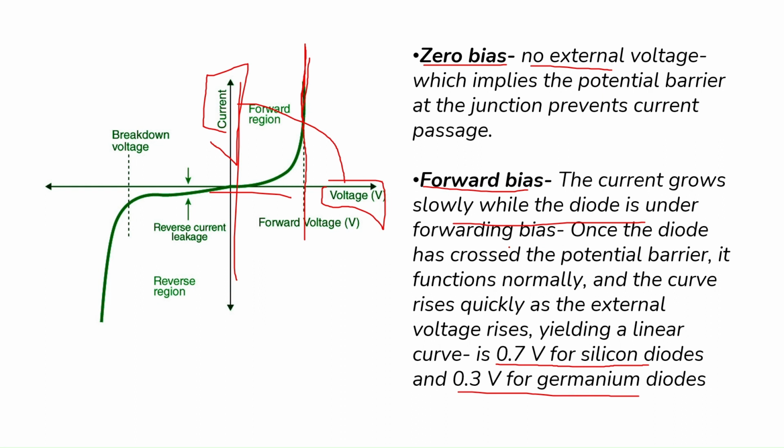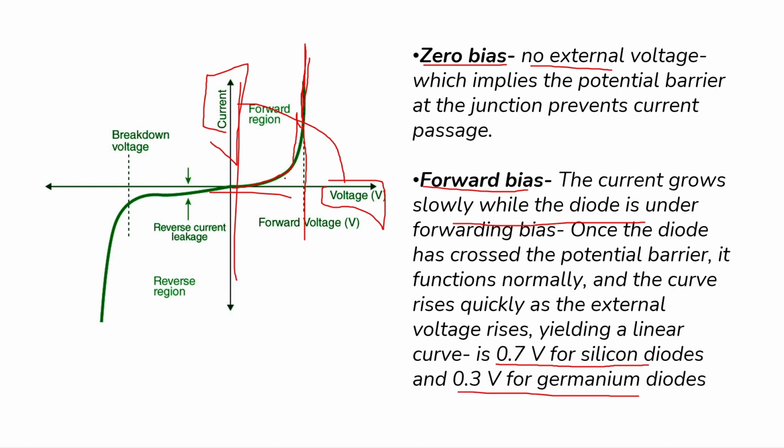Initially there will be no current because there will be a depletion region which acts as a resistance for the flow of current. When the forward bias is applied, the width of the depletion region reduces, so the resistance reduces. As a result, the current increases linearly. Till this point, the cut-in voltage, the current increases linearly.